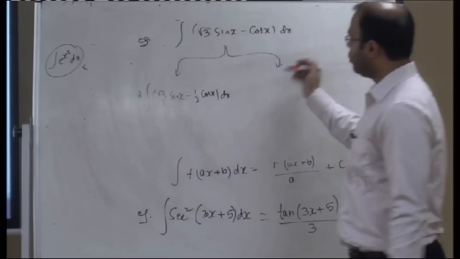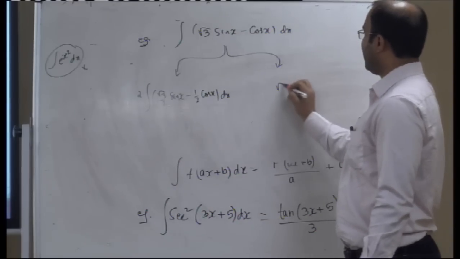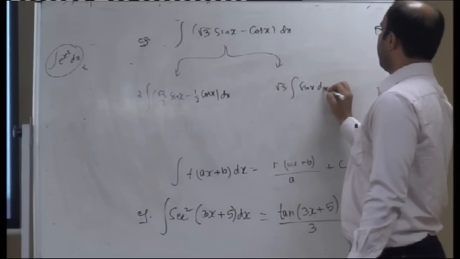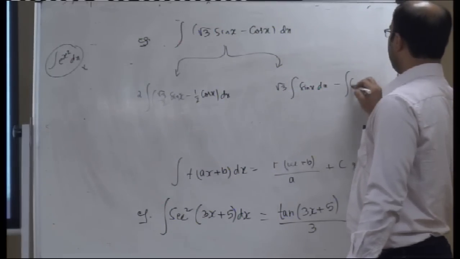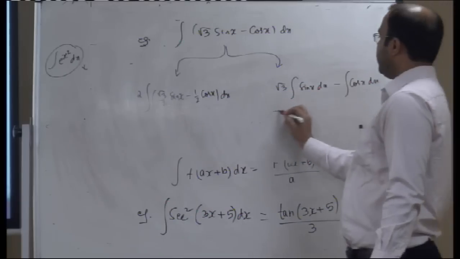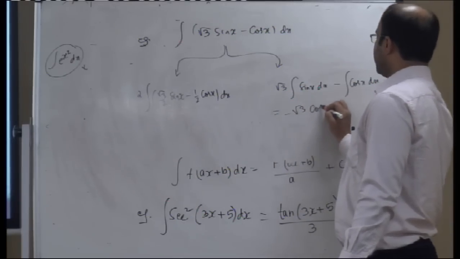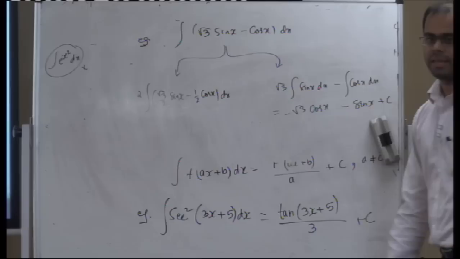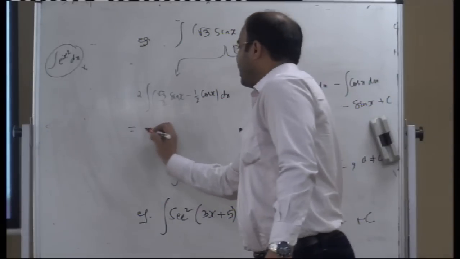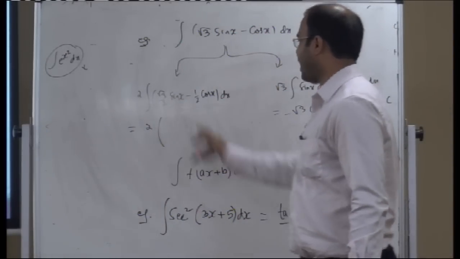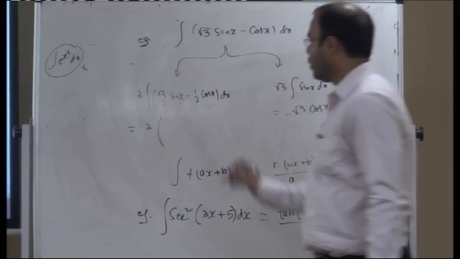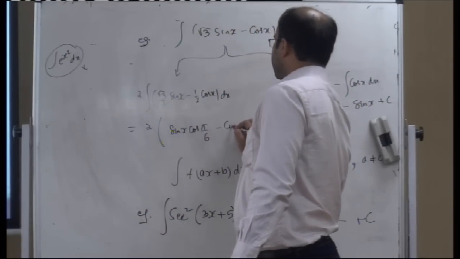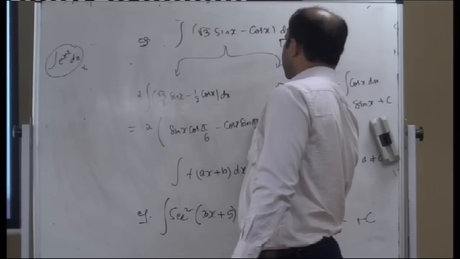And here you just apply the theorem which we studied: a times the integral of f(x) minus b times the integral of g(x) dx. Here it would come root 3 times minus cos x, and here it would become minus sin x plus c. So this is what you will get as the answer. If you do it the other way, this is sin x and this is cos of pi by 6. So you can write it like this: sin x cos of pi by 6 minus cos x sin of pi by 6 dx.